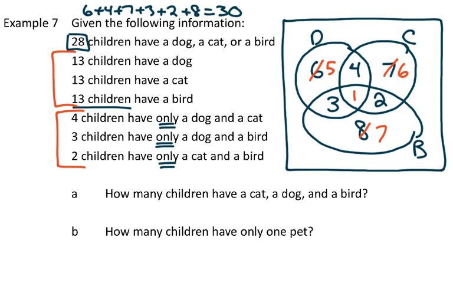But now we can look at those 2 questions. How many children have a cat, a dog, and a bird? That would be only the 1. And how many have only 1 pet? So that would be the 5 children with just the dog, the 6 with just the cat, and the 7 with just the bird. So that would be 18.